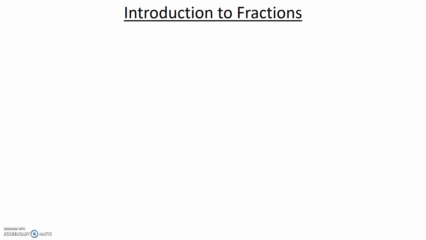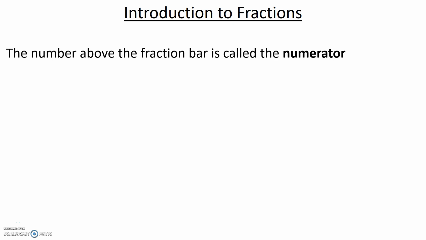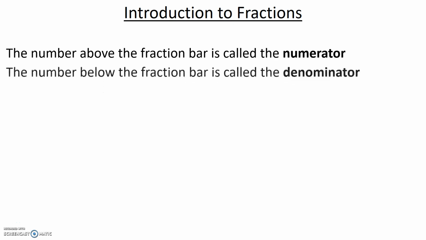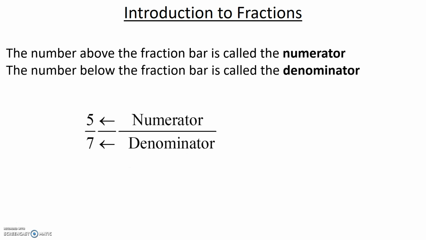This video will provide a brief introduction to fractions. The number above a fraction bar is called the numerator, and the number below the fraction bar is called the denominator. For example, in the fraction 5 over 7, 5 is the numerator since it is above the fraction bar. 7 is the denominator since it is below the fraction bar.